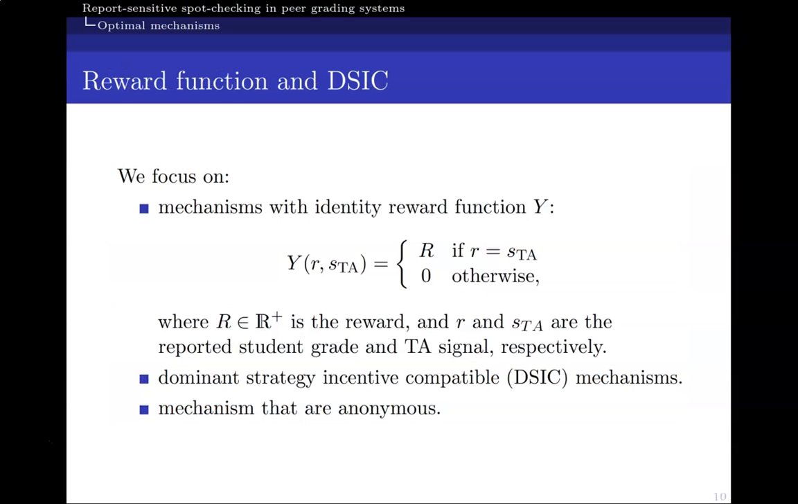As for the reward function, we only consider the identity reward function, which basically means in our mechanisms the student is rewarded only if their spot check and the reported grade exactly matches the TA grade. Notice that here the reward is shown by a constant R, but ultimately the quantity that we're going to care about in the remainder of this talk is the ratio between this R and the cost of observing the signal.